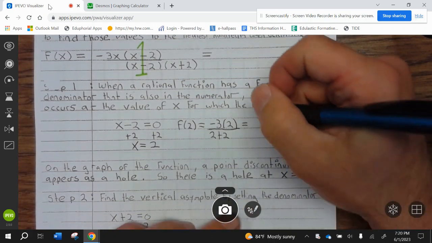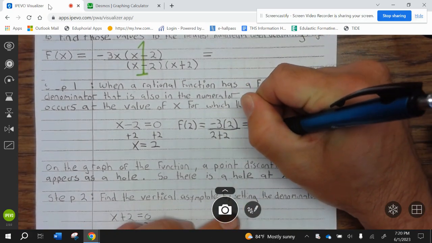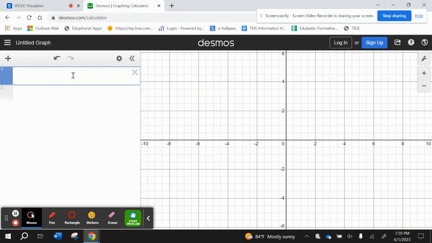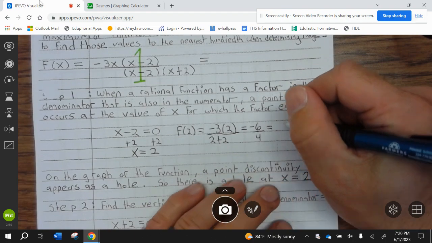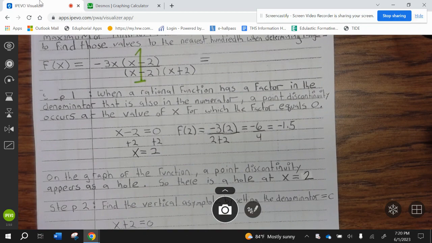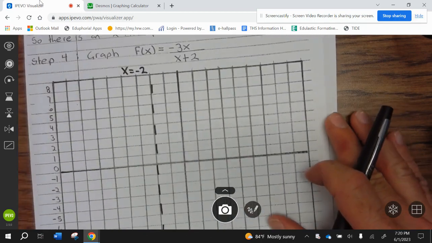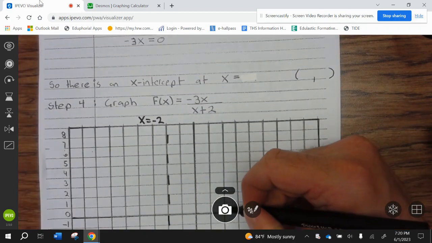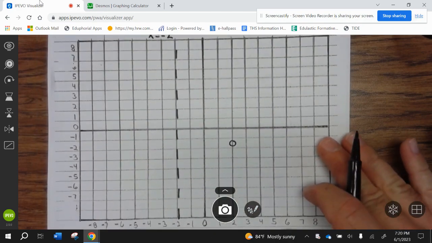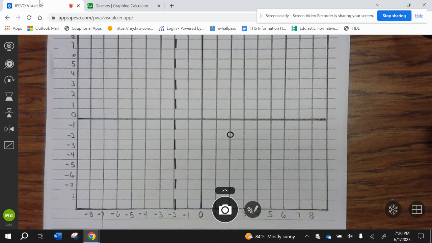So negative 6 divided by 4. Let's go ahead and get that as a decimal. So negative 6 divided by 4 is negative 1.5. So there's a hole at 2 comma negative 1.5. And so let's go ahead and draw that. Okay, so 2, negative 1.5. There's a hole right here in the graph. Okay. All right. Now let's take a look at the next part.